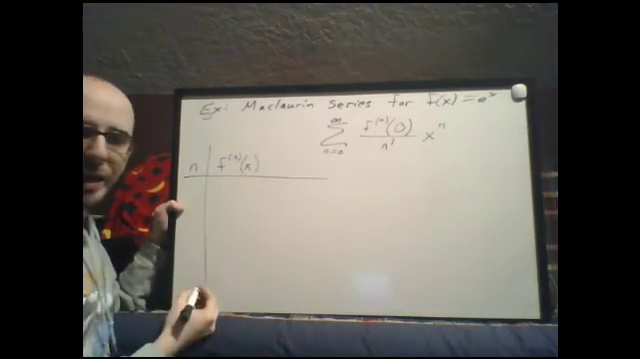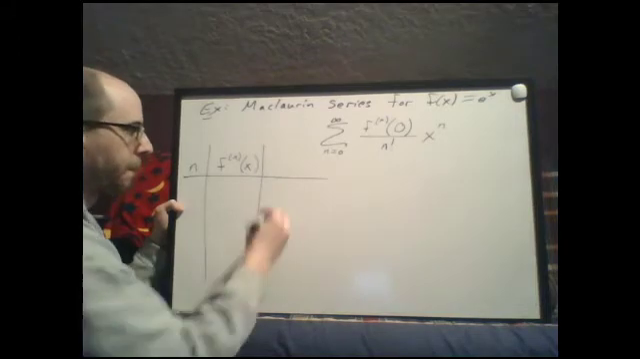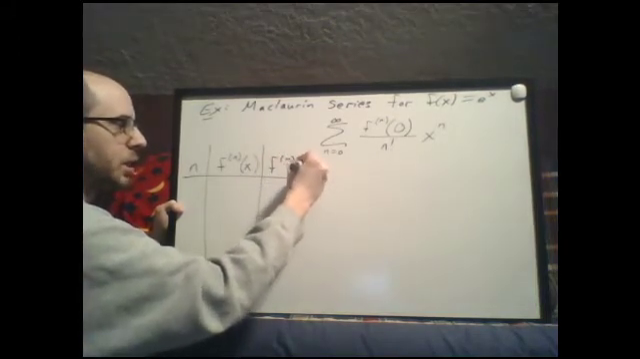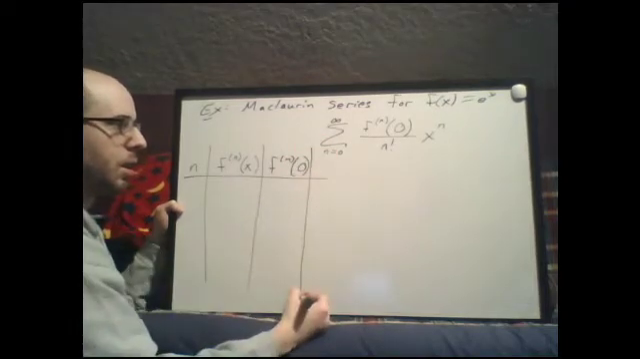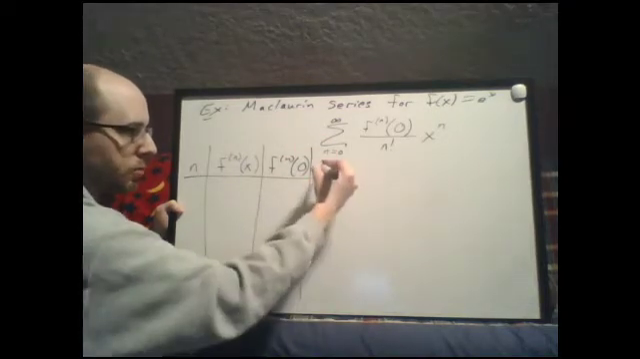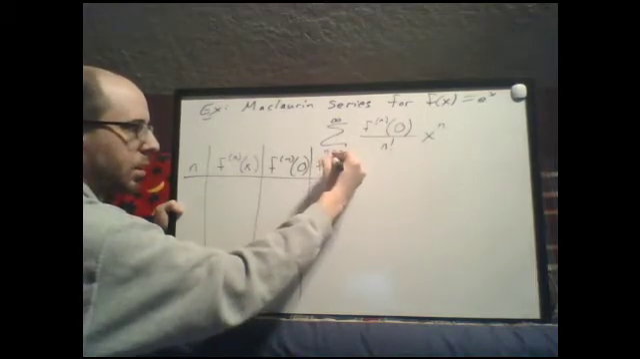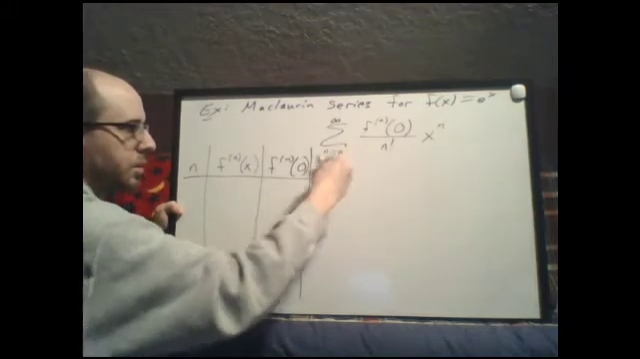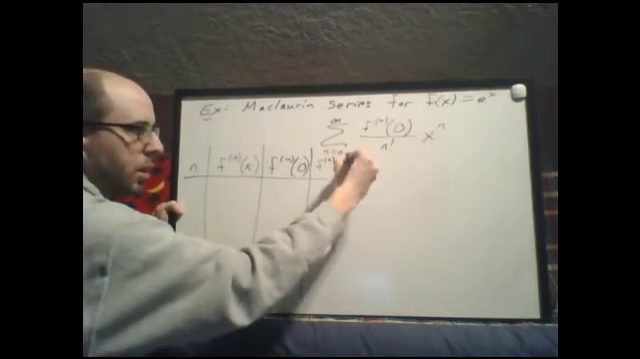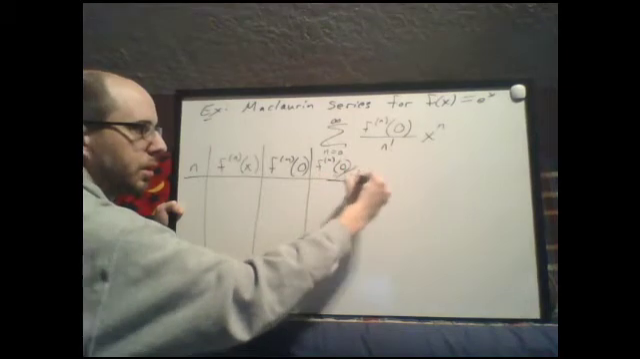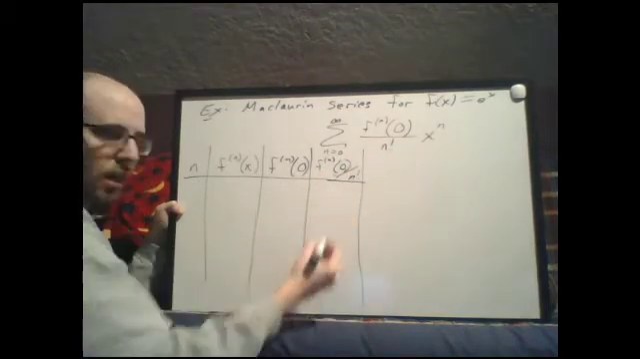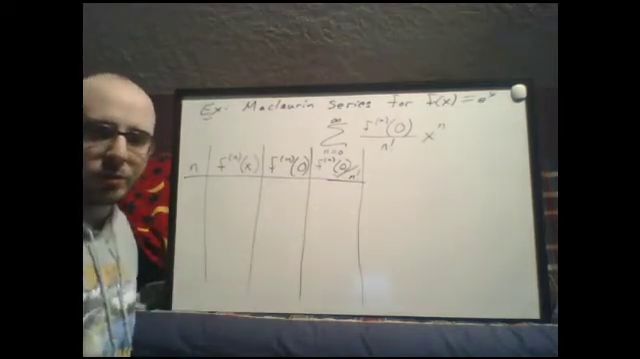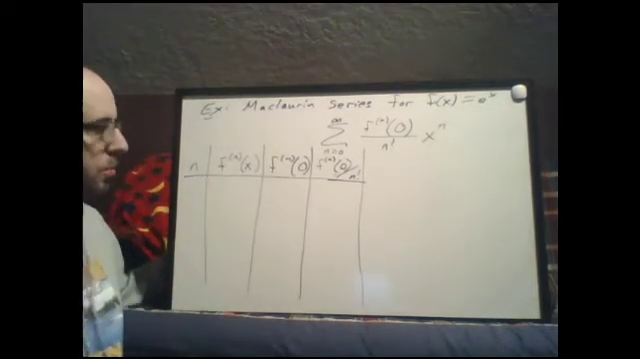And the second column will be the nth derivative of f. And then the third column will be the nth derivative with 0 plugged in. And then we'll just divide that by, we'll take this column's value and divide by n factorial. And then this last column will be our coefficients. Okay, so hopefully that'll be enough to figure out the pattern, and this one will be easy.